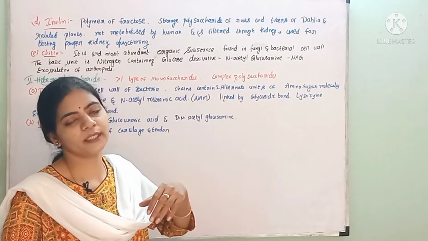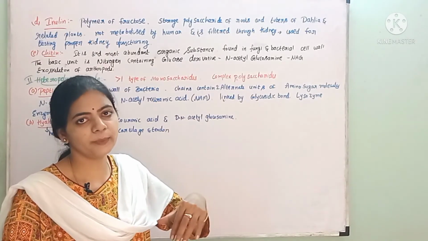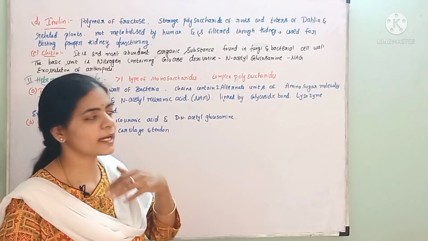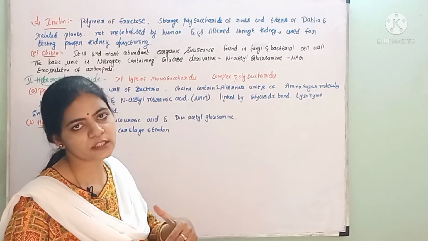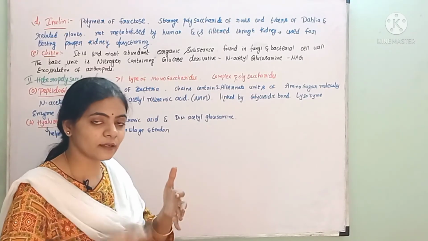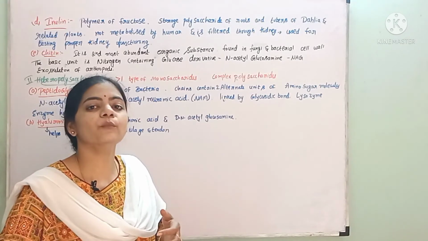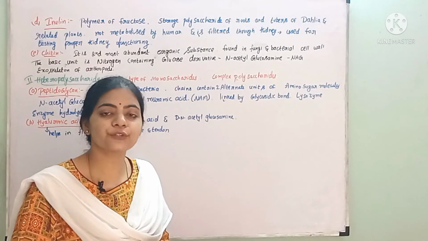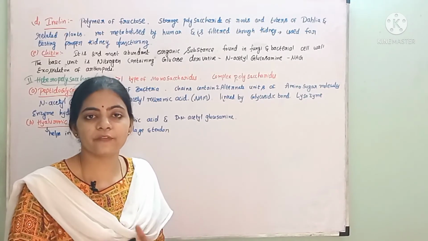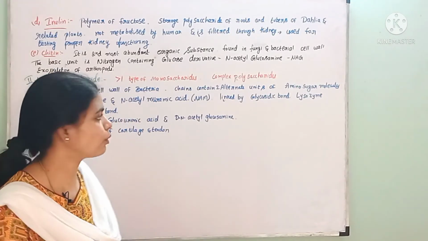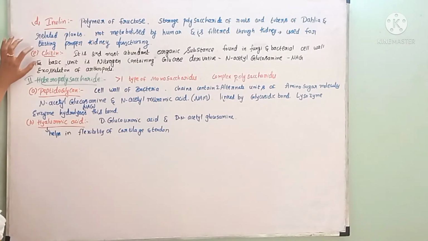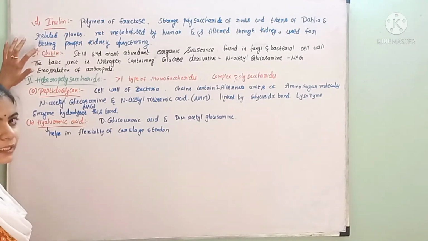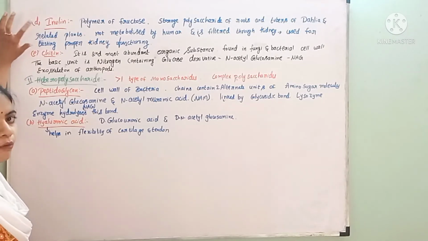by the human body. That means if we consume those tubers, they are not properly digested or metabolized by our body, and the inulin will be filtered out by the kidneys. Hence, this inulin is used to detect the proper functioning of the kidney. This is an important one. If asked which polysaccharide is used to test kidney functioning, we need to mention inulin.